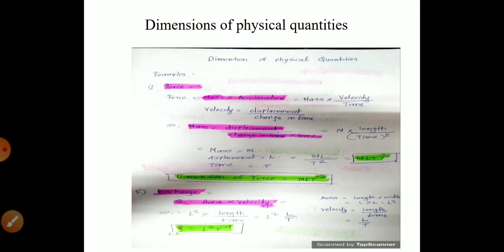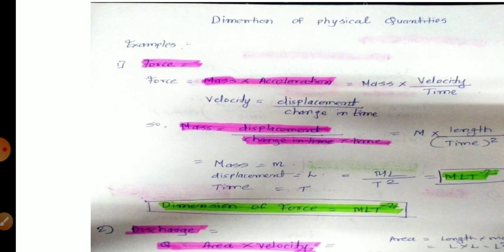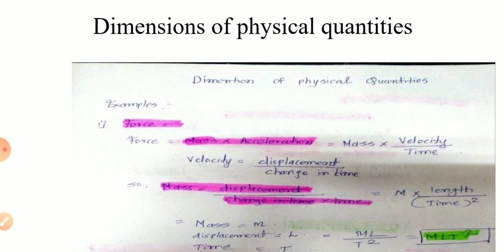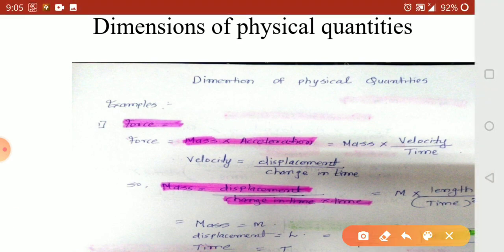There is some example related to the dimension of a physical quantity. For example, we have to calculate the dimension of the physical quantity of force. So how do we calculate that? Force is equal to mass into acceleration, right? We know the formula for acceleration is velocity upon time.